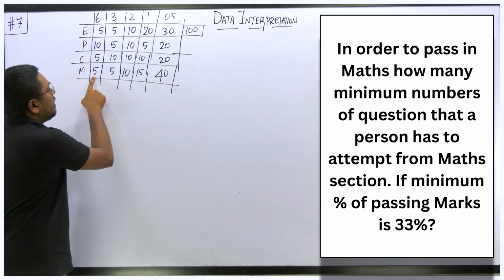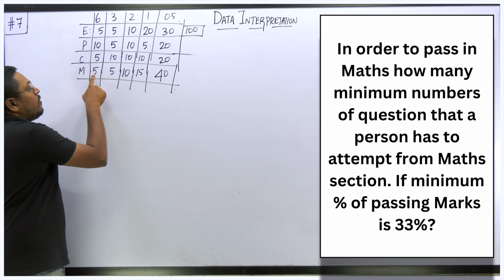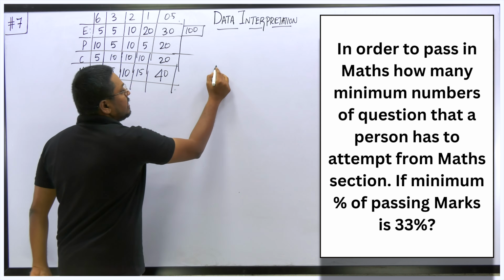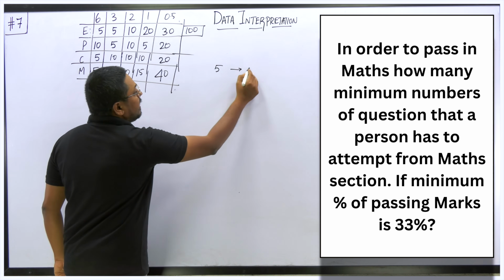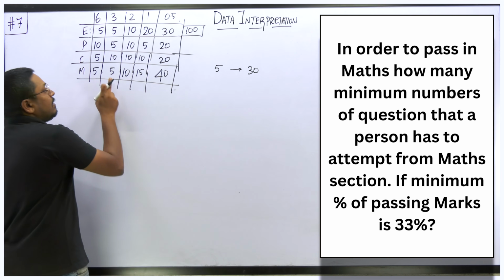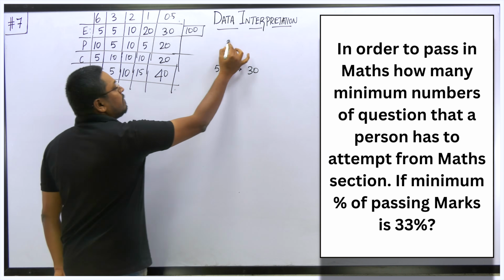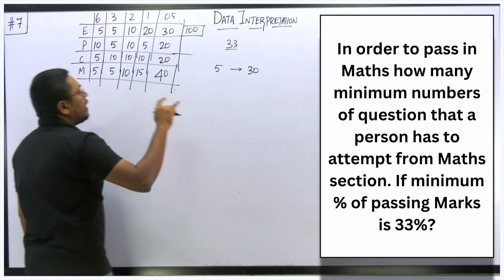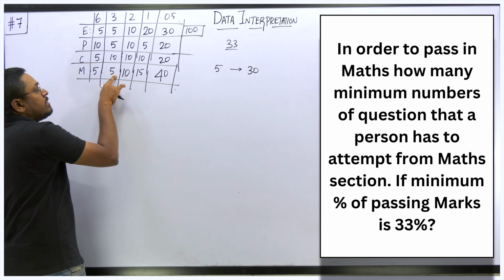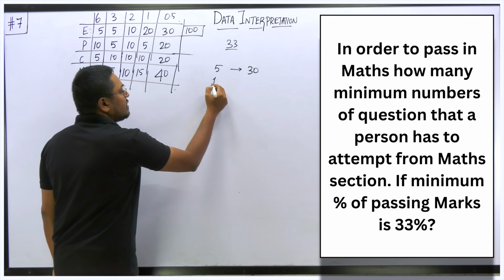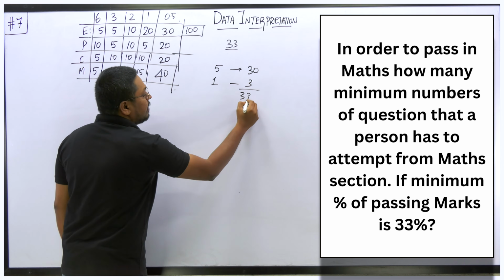In mathematics, first, the 6-mark questions: how many questions are there? 5 questions. If he attends 5 questions, he will get 30 marks, right? And the minimum mark is how much? 33. Only 3 more marks are required. In the 3-mark questions, how many questions are there? 5 questions. He can attend only 1 question. So 3, and totally he will get 33.